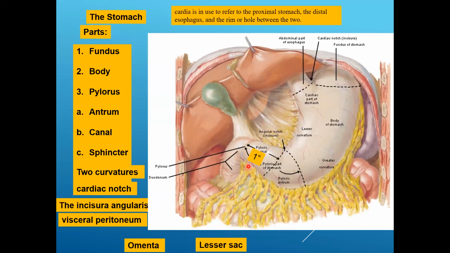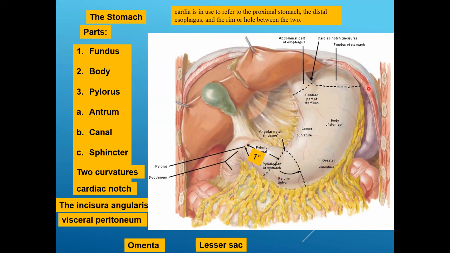Now, the GI is covered by a serous membrane. The heart is covered by a serous membrane. Lungs are covered by serous membrane. Those of the lung, we call them pleura. Those of the heart, we call that pericardium. And those of the GI, we call that the peritoneum. Dr. Atif is going to give you a lecture on peritoneum.